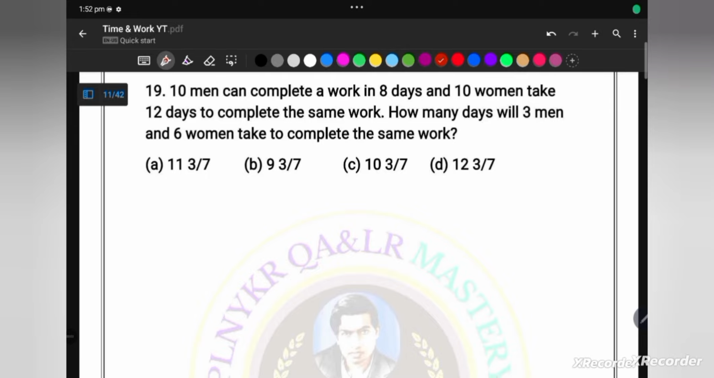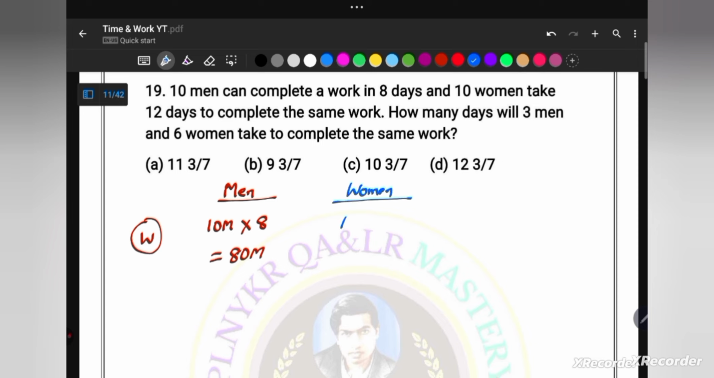The first statement: 10 men can complete the work in 8 days. Taking the work here, 10 men are required, completing in 8 days. That means 80 men are required to complete the entire work in a single day. Coming to the women here, 10 women are required for 12 days. That means to complete the entire work in 1 day, 120 women are required.